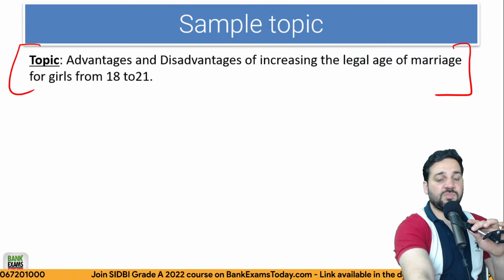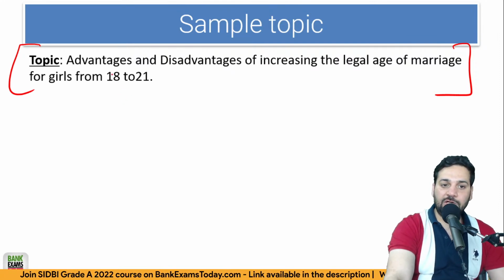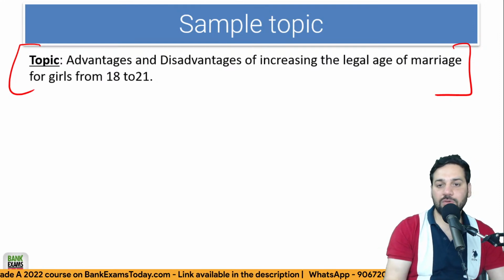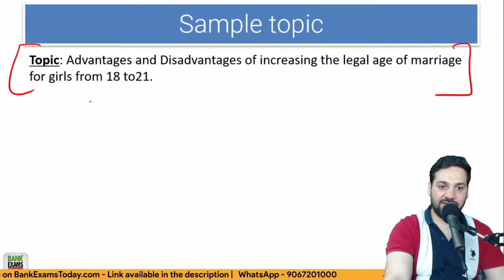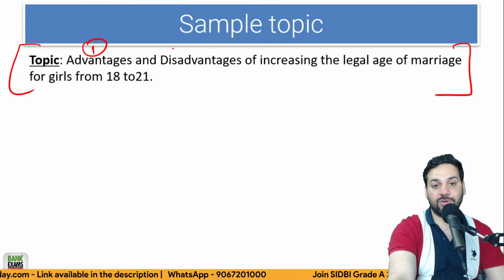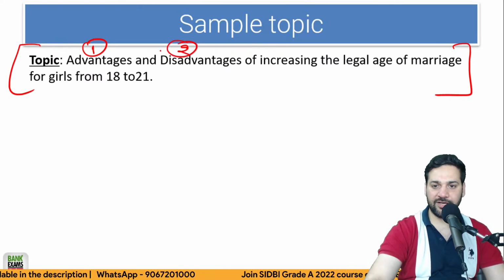See, first of all, in the introduction, you need to explain the topic. What this topic is all about, whatever your understanding is. That is the introduction, right? And then in the body paragraphs, the first paragraph can be about advantages and the second paragraph can be about disadvantages, and then conclude it.